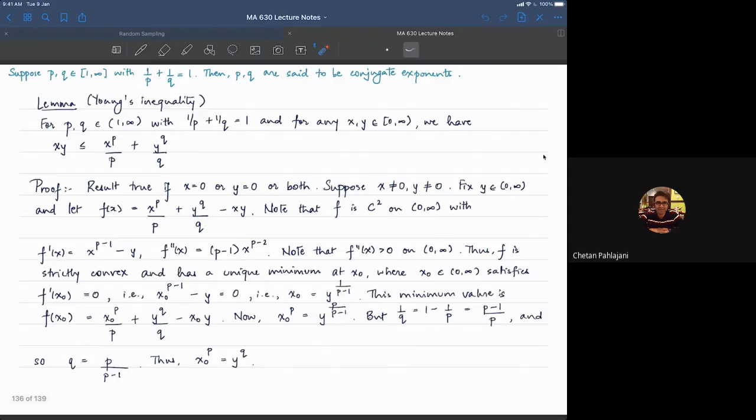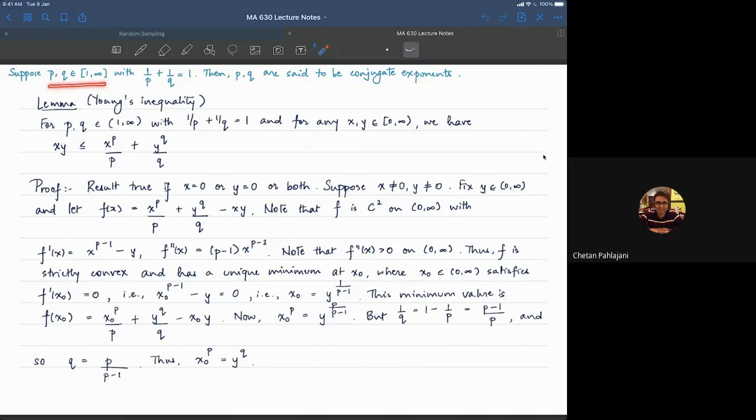Then we came up with this tool called Young's inequality. Young's inequality was used in proving Holder's inequality. What did Young's inequality say? Well, we also introduced this terminology called conjugate exponents. What are conjugate exponents? Suppose I have p, q in [1, infinity]. Note that 1 is included, infinity is included.